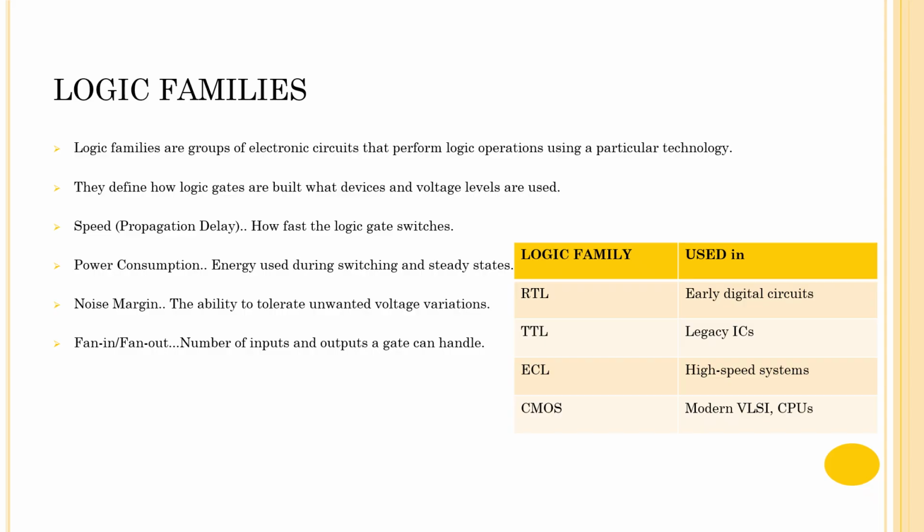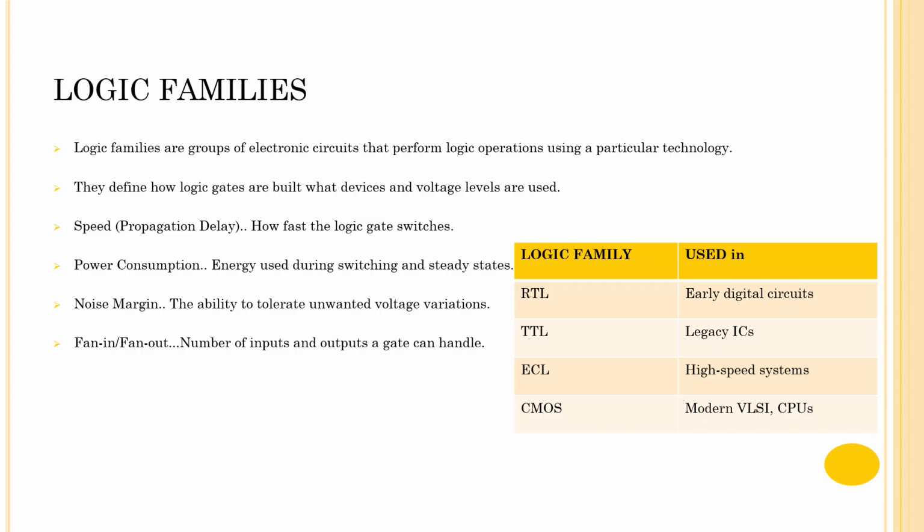Each logic family is characterized by a few key parameters, which are speed, also called propagation delay, which tells how fast a logic gate switches from one state to another. Then power consumption, which is how much energy is used during operation. Then noise margin, which tells how well it can tolerate unwanted voltage fluctuations. Then fan-in and fan-out, which is how many inputs a gate can accept and how many other gates it can drive. These parameters define the performance and reliability of a digital circuit.